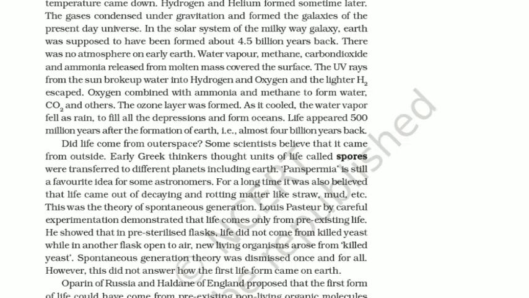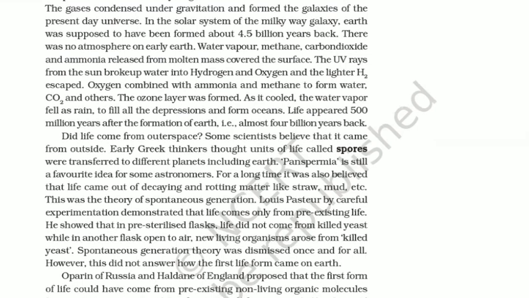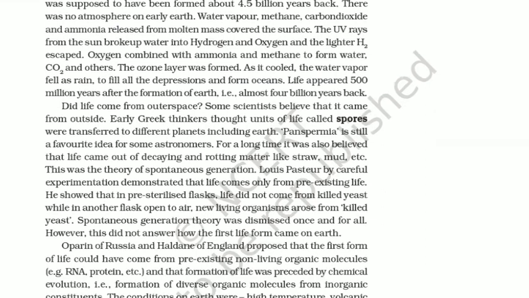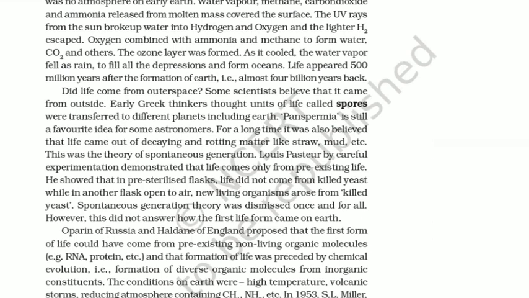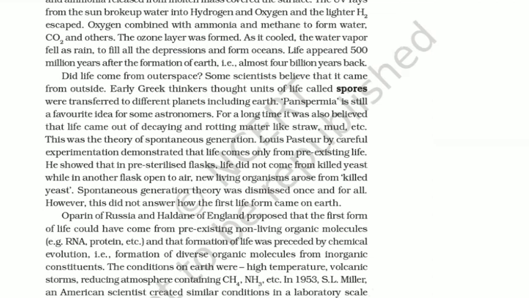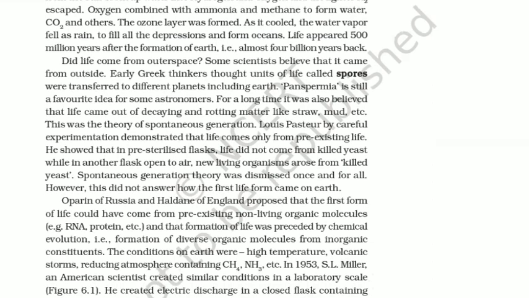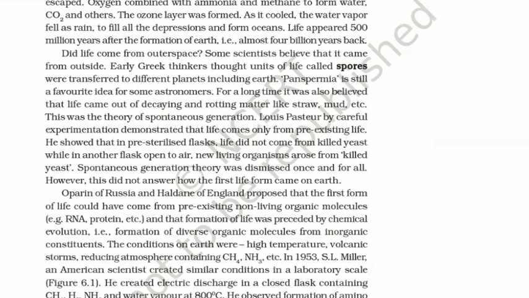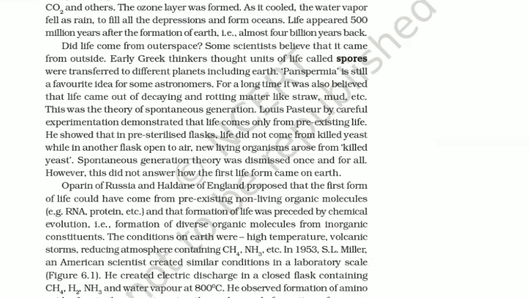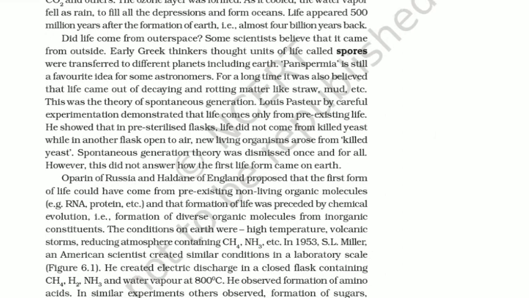In the solar system of the Milky Way galaxy, Earth was supposed to have been formed about 4.5 billion years back. There was no atmosphere on early Earth. Water vapor, methane, carbon dioxide, and ammonia released from molten mass covered the surface. The UV rays from the sun broke up water into hydrogen and oxygen, and the lighter H2 escaped. Oxygen combined with ammonia and methane to form water, carbon dioxide, and others. The ozone layer was formed. As it cooled, the water vapor fell as rain to fill all the depressions and form oceans. Life appeared 500 million years after the formation of Earth, that is, almost 4 billion years back.